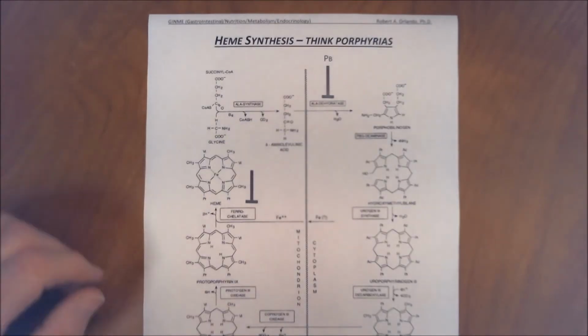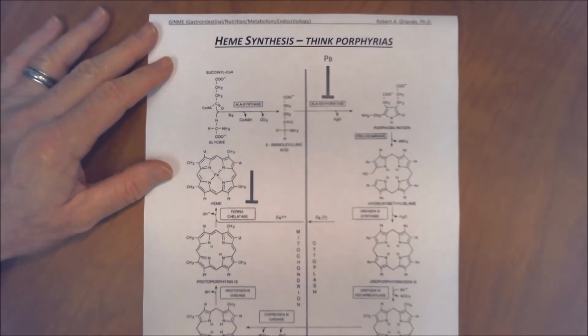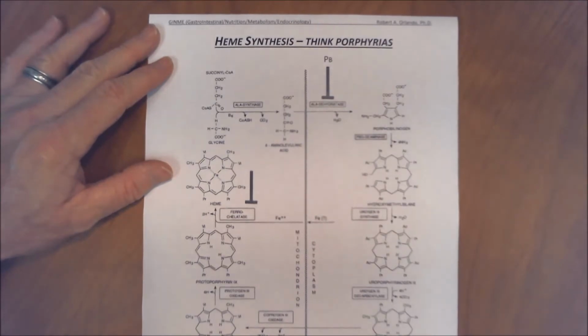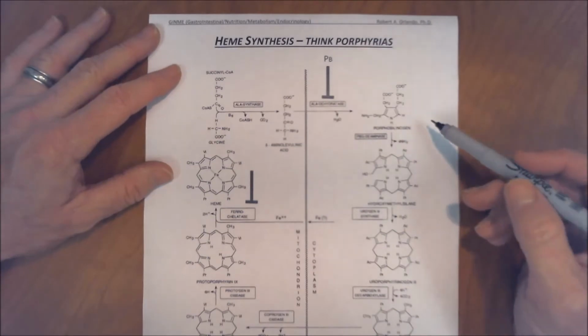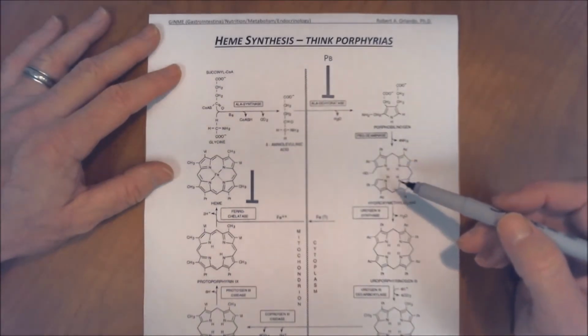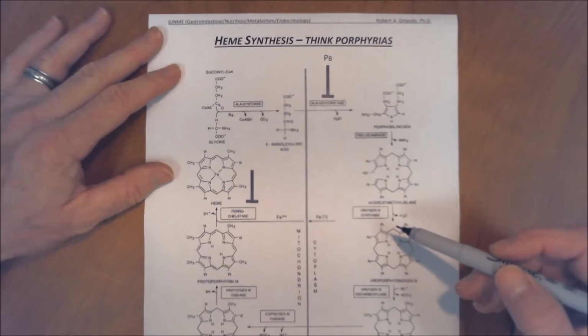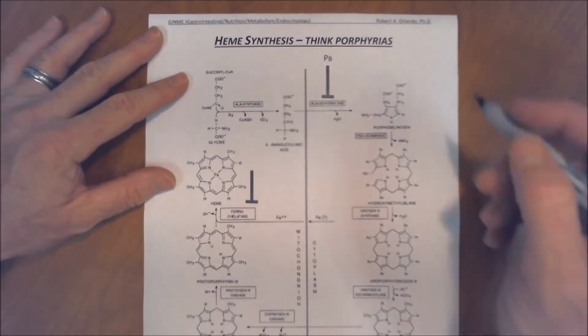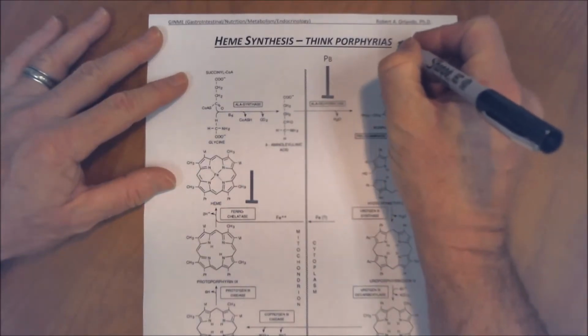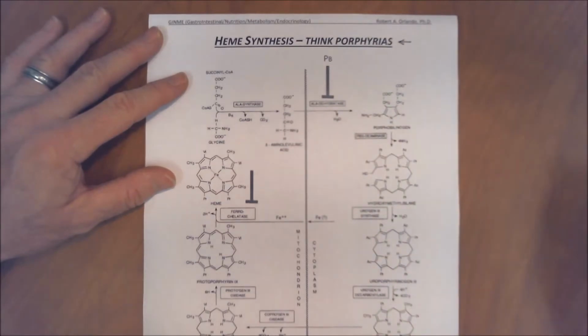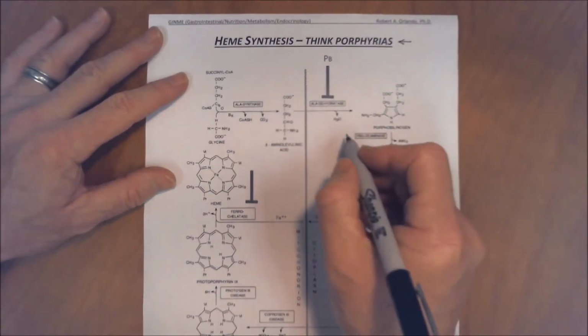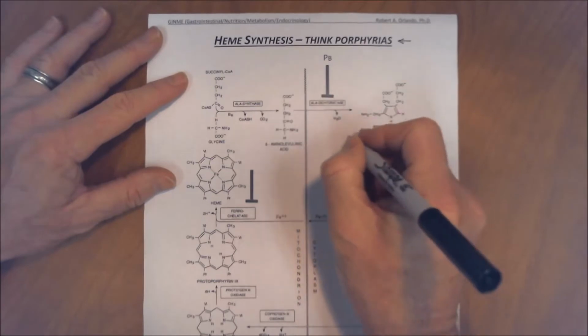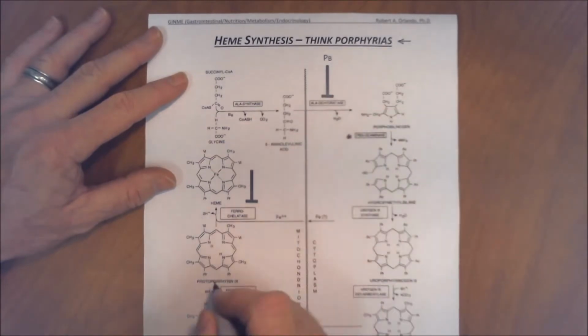Let's take a look at heme synthesis. Now, the process of heme synthesis is not exceptionally complex, but there are a number of steps and a number of enzymes that are involved. Understanding the chemistry and the enzymes is not that important at this point in your education. The most important thing to remember are the genetic diseases called porphyrias. Porphyrias are mutations in any one of the enzymes in heme synthesis.